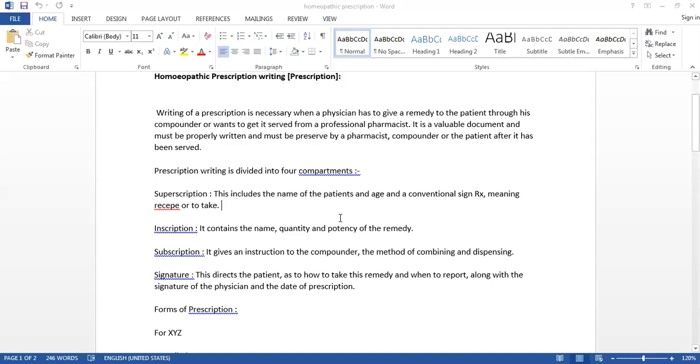Today we will take again a very short chapter, your favorite chapter, that is prescription. In the prescription there is always a 10-mark question, or it may come for 20 marks. So it is a very short question. You have to prepare this prescription very nicely.